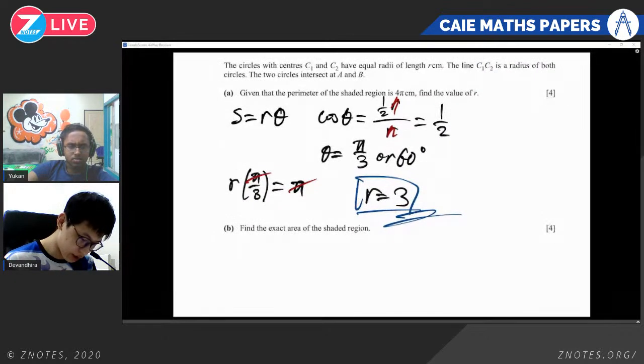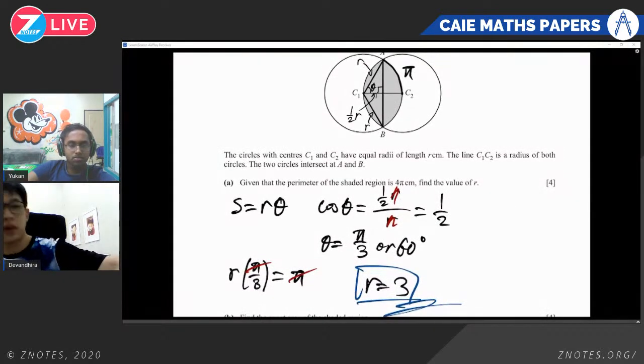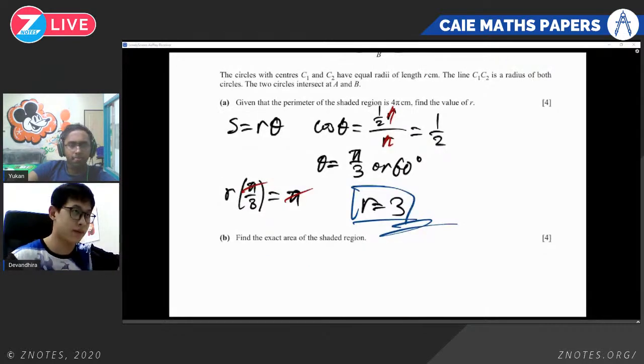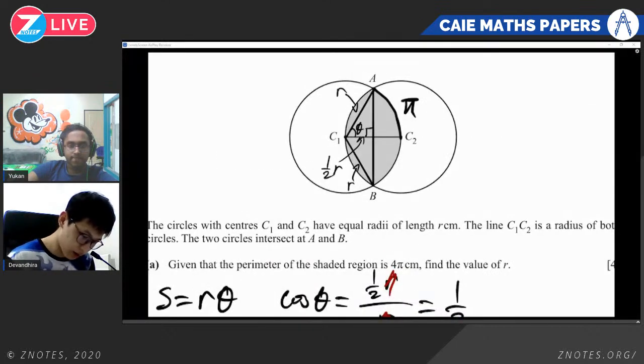Find the exact area of the shaded region. Okay, let's find the exact area of the shaded region. As you can see here, I'll have to separate the region into 2 parts. We can look at this as the sector.